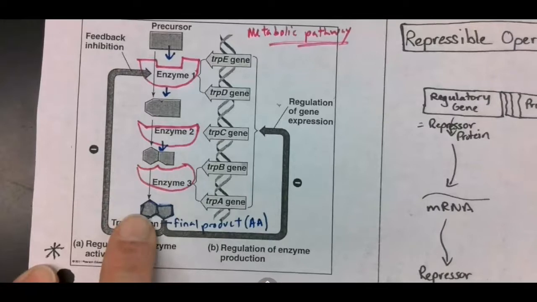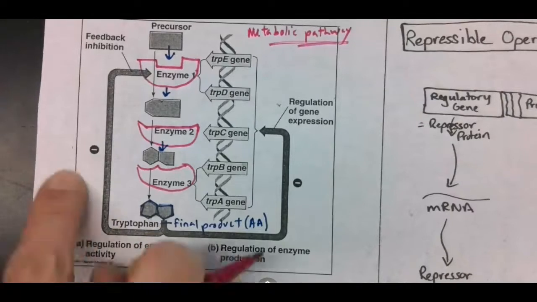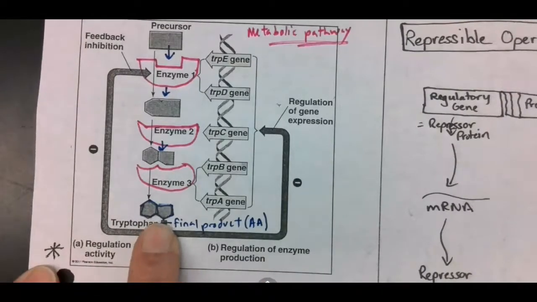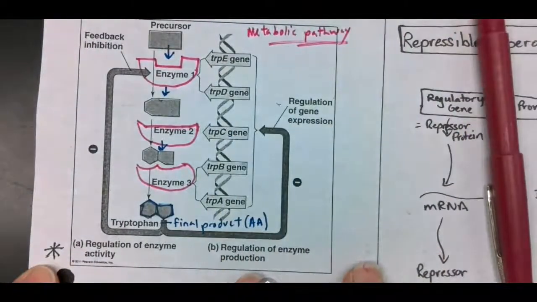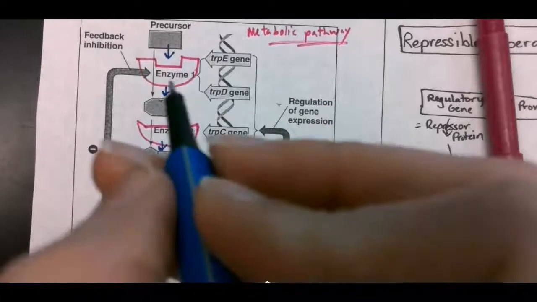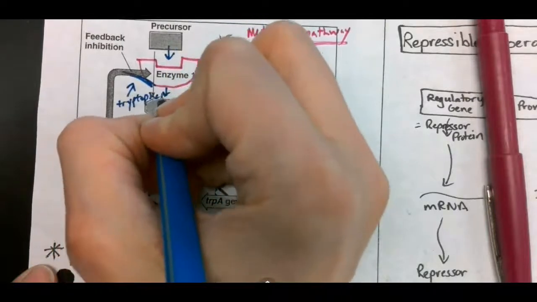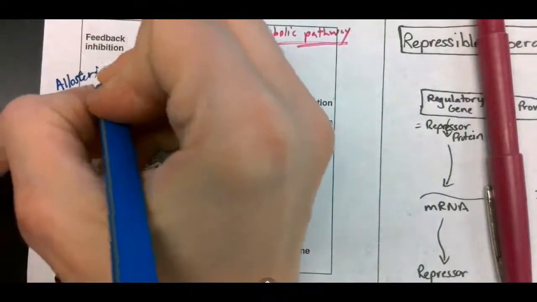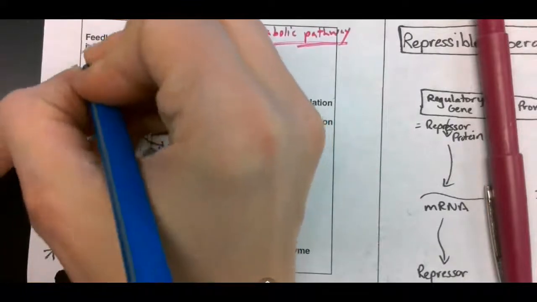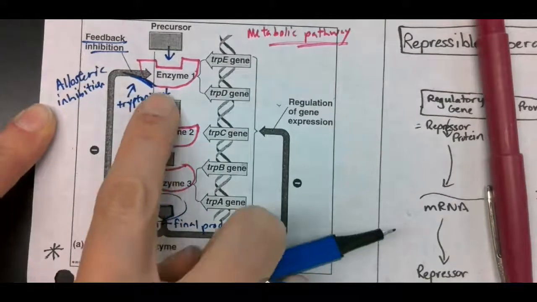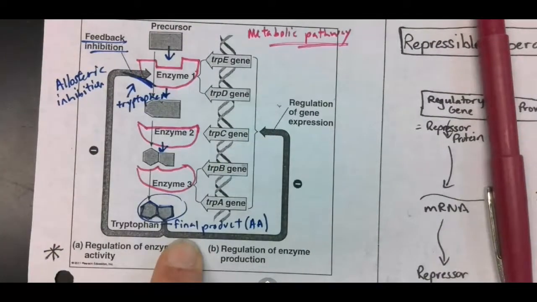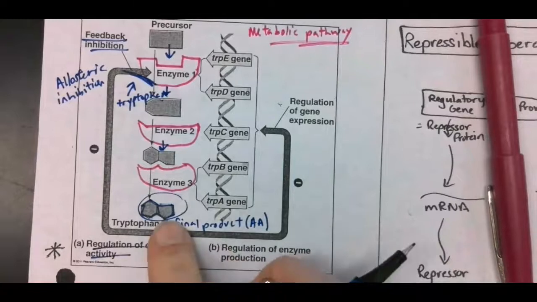Okay, but what happens when you have enough tryptophan? We want to shut this pathway down. To be most energy efficient, we're going to shut down enzyme 1. So one of the things that can happen is, for example, this tryptophan itself can fit into an allosteric site of this enzyme and inhibit it. This is known as allosteric inhibition. This is also known as feedback inhibition, when the final product inhibits the first enzyme so we don't follow this pathway any longer.